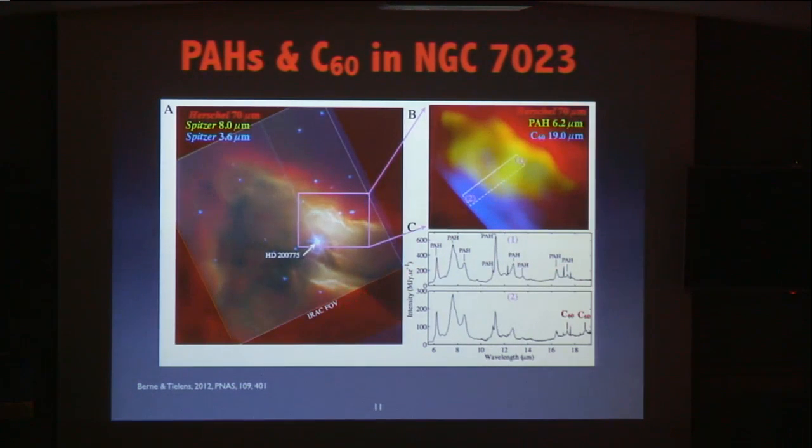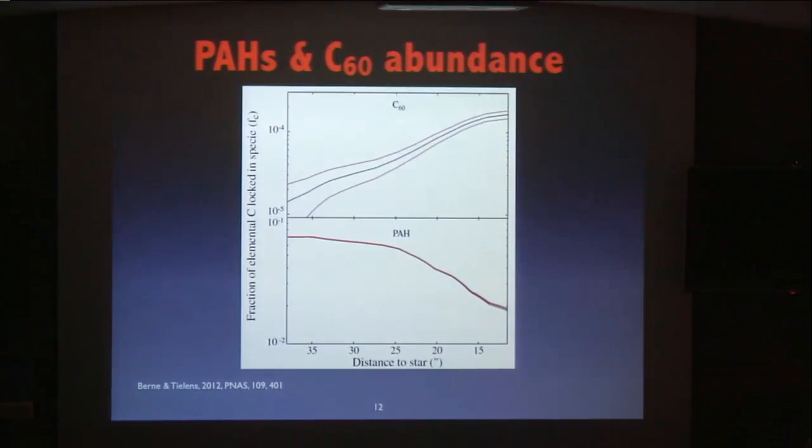But when you get closer to the star, you can see these new bands popping up due to C60. And so you can see that there is an evolution. C60 comes up when you get close to the star. And you can actually make that quantitative.